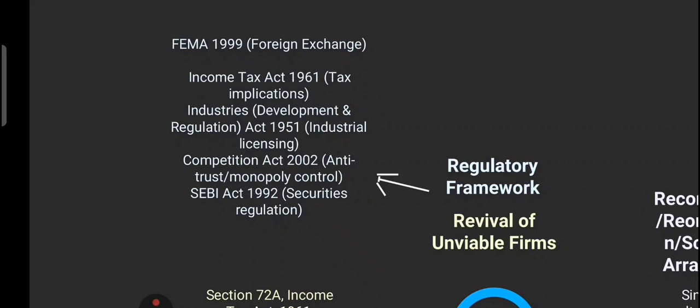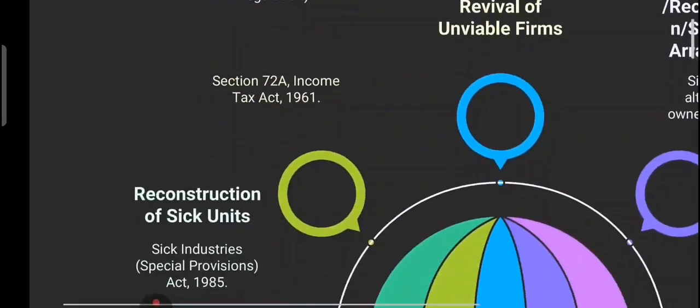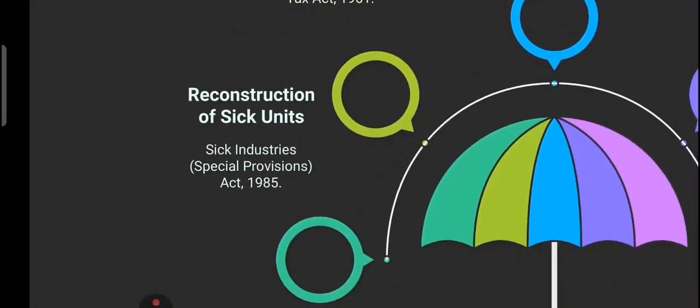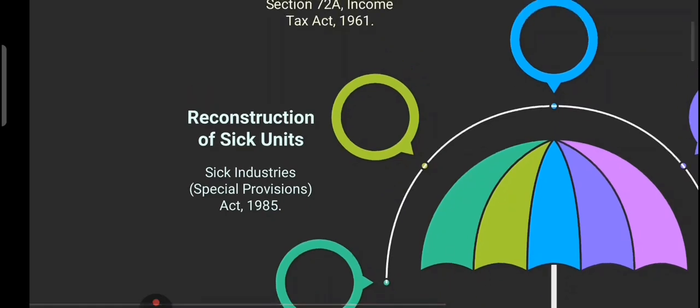So some act names I have provided you, right? These are super acts. Now friends, moving on to the reconstruction of the SIC unit, the first topic. It is governed by the Sick Industrial Companies Act of 1985. Last time this question was asked, that act name was asked basically. So this reconstruction of the SIC unit is governed by the Sick Industrial Companies Act of 1985.